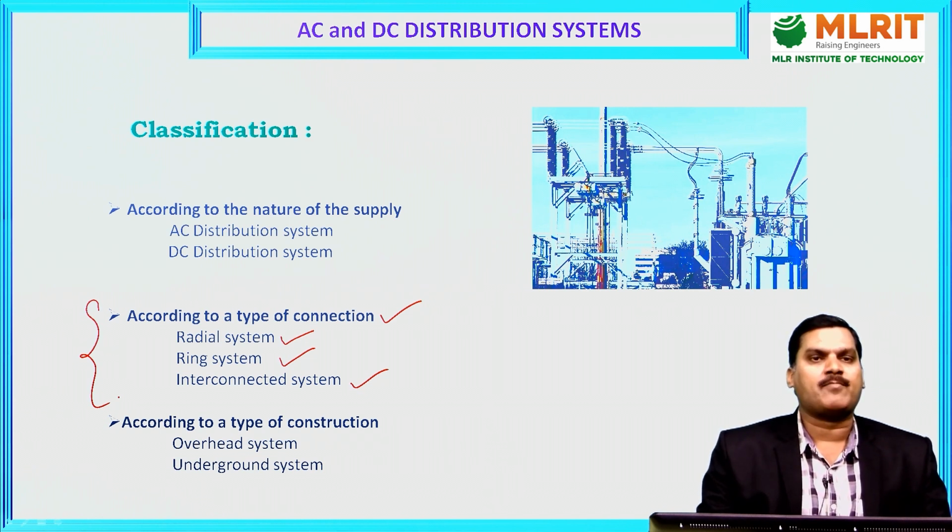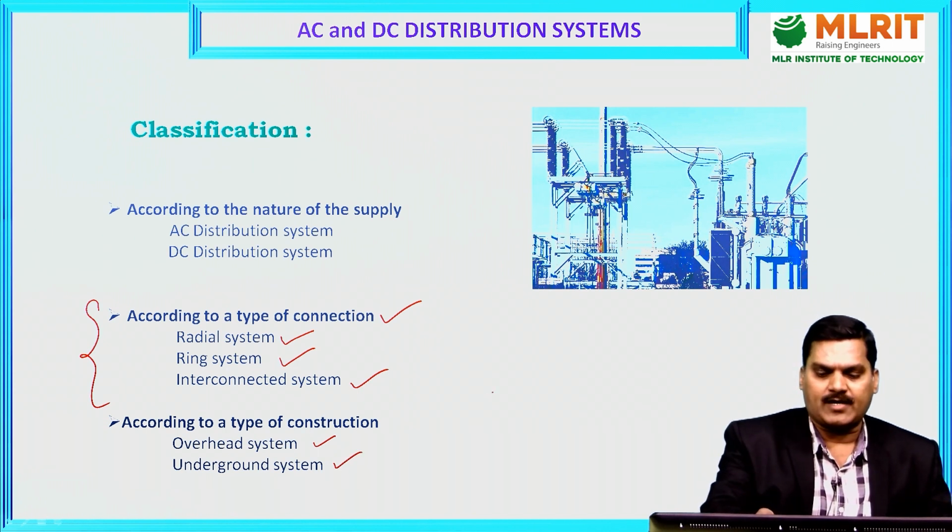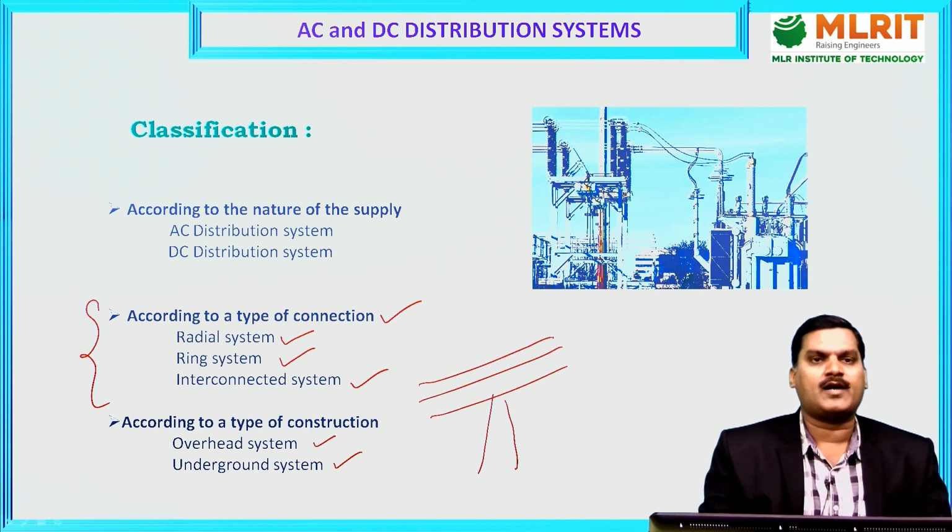After that we have classification according to the type of construction. We can see power system lines as either overhead lines or underground lines. We have two types according to the construction. Construction means, suppose you take a tower, if we send the transmission lines over the tower, this comes under the overhead transmission system. Underground system means underground cables will be buried within the ground. That type of power system network is called an underground system.